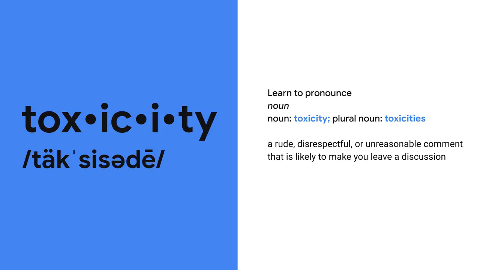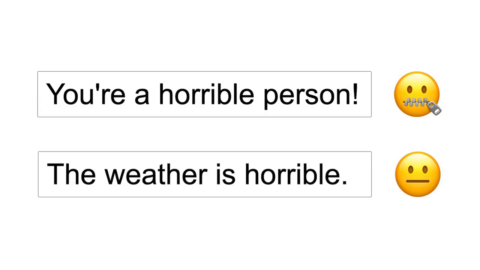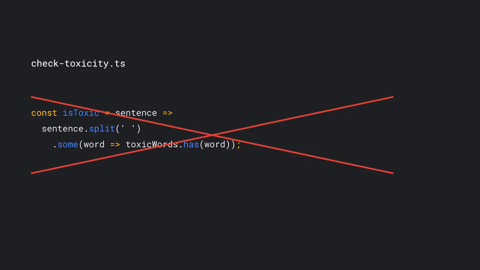To do this, when the user starts typing something into the text box, we need to check if their message is toxic or not. A naive approach would be to get the words in the sentence and check if any of them belongs to a dictionary of toxic words. This, however, can return some false positives. For example, calling a person horrible is toxic, but expressing our opinion that the weather is horrible will probably not hurt anyone's feeling and should be considered non-toxic. This means that our basic heuristic is not going to work well in the general case.